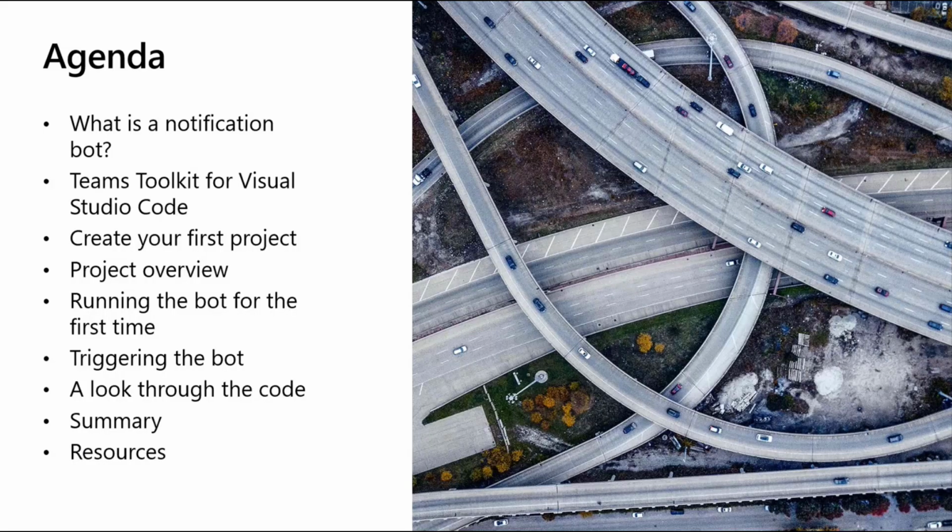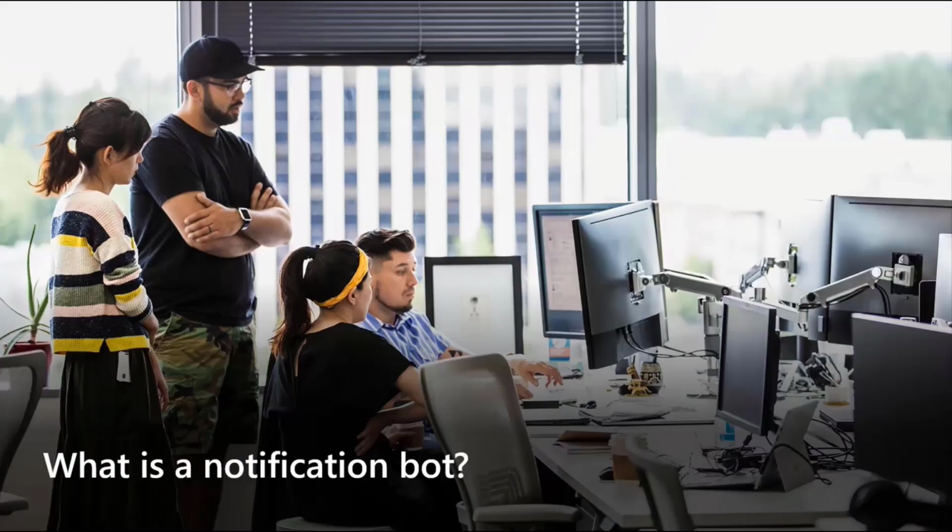Quickly, just to cover what I'm going to go through. We'll cover what a notification bot is, quickly cover Teams Toolkit for Visual Studio Code, and then I'll go through and show you the steps of how you can create your first bot, and then run it and see how it works as well. I'll jump in and show you how this bot works, what packages it's using SDK-wise, and then I'll leave you with some resources to find out more information. Hopefully at the end of this, you should have a good idea of what a notification bot is and be able to go and build one in your own tenant. So let's get started then.